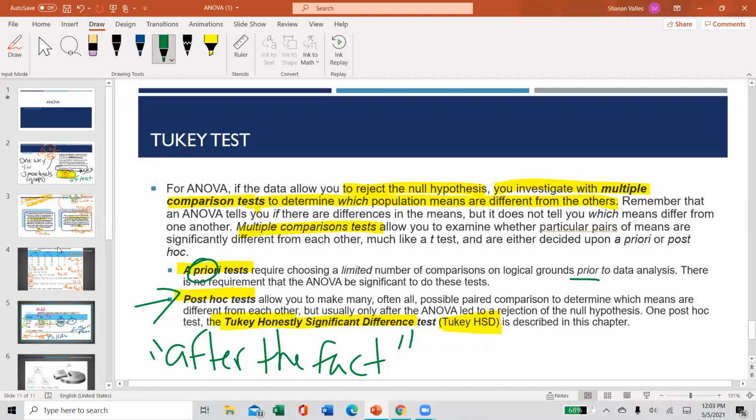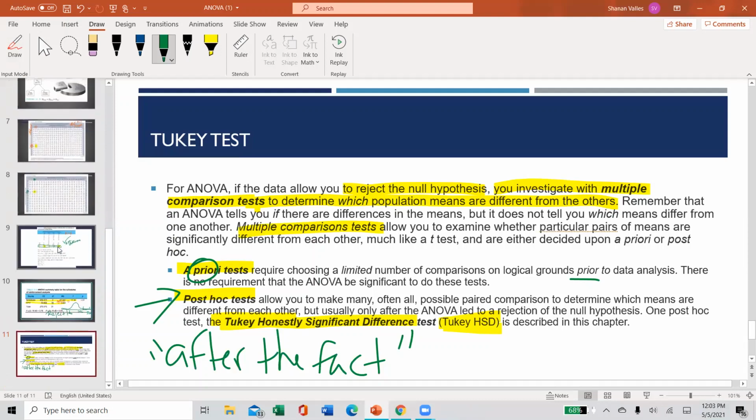That's all you need to know, which is a lot. I'm recognizing that. I'm not dismissing it. That is what you need to know from ANOVA and from chapter 11.